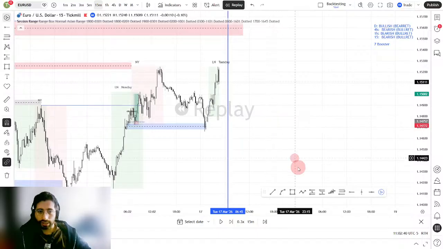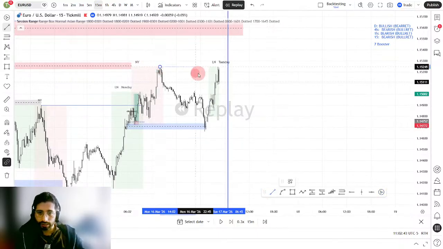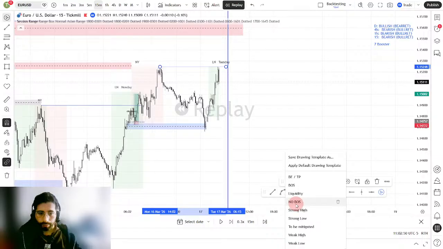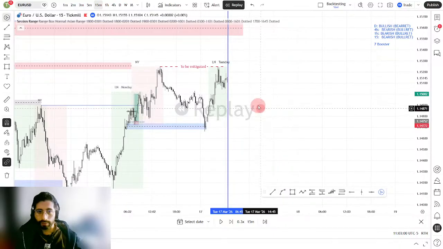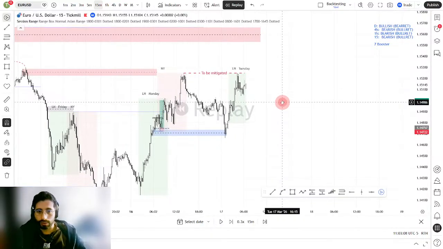This is what actually happened, which is very cool. This is something I was expecting to happen. So this high will be our point to be mitigated. Not mitigated yet. The price is having a reaction. It's going downwards. Maybe in a moment it will be mitigated. So these are the scenarios I like to see, because from my point of view they are the most profitable ones.